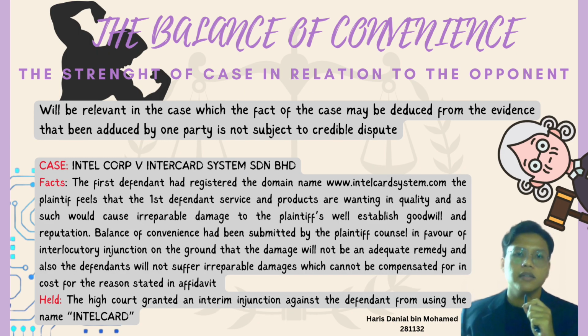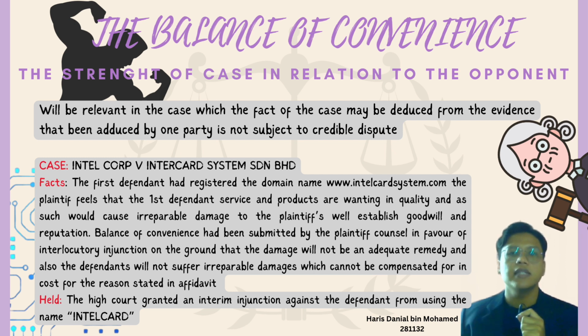Moving on to the next is the strength of the case in relation to the opponent. This type of consideration will be relevant in the case in which the fact of the case may be deduced from the evidence that has been adduced by one party is not subject to credible dispute. To explain, in a situation where the disadvantage conferred by both plaintiff and defendant does not differ widely, the court will look into the strength of the case based on the evidence and arguments presented.